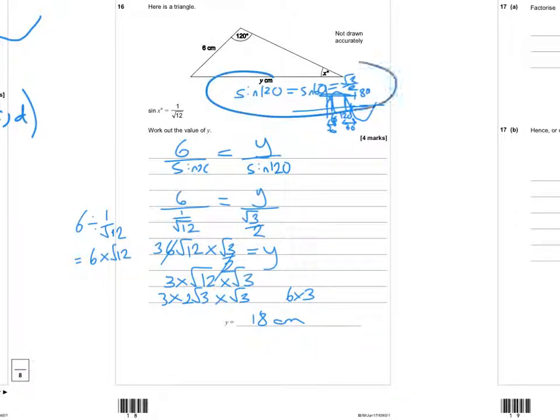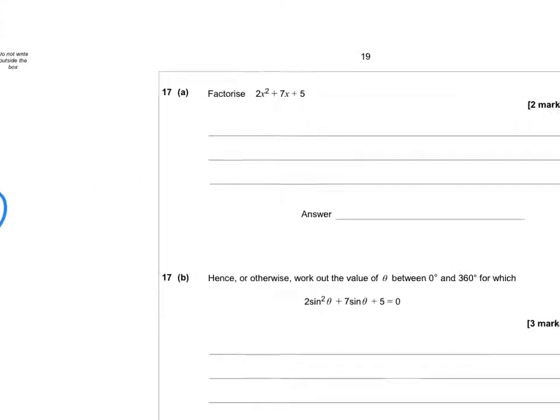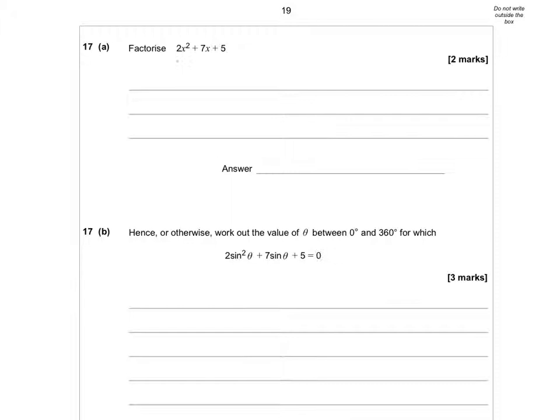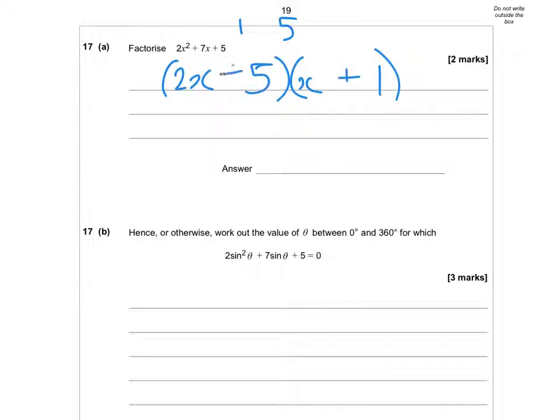This is probably going to be the most confusing bit for you at this stage. Factorise, you did this well. Two brackets, 2x and x. You can have two numbers that multiply to give 5, so it's got to be 1 and 5. So you're going to need 1, 2 and 5 ones. 2x plus 5, x plus 1.